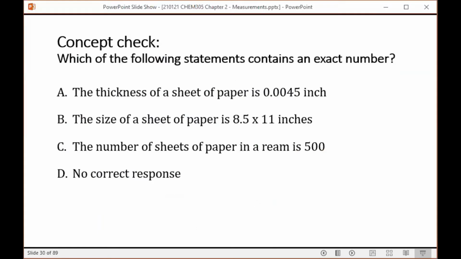So let's do a quick concept check. Which of the following statements contains an exact number? A: The thickness of a sheet of paper is 0.0045 inches. B: The size of a sheet of paper is 8.5 by 11 inches. C: The number of sheets of paper in a ream is 500. Or D: no correct response. You should come up with the answer C. The number of sheets of paper in a ream is 500. That's an exact number, and that's the example of a counted exact number. You can count out exactly 500 sheets of paper, and by definition, 1 ream of paper is 500 sheets. The other options all involve measurements.